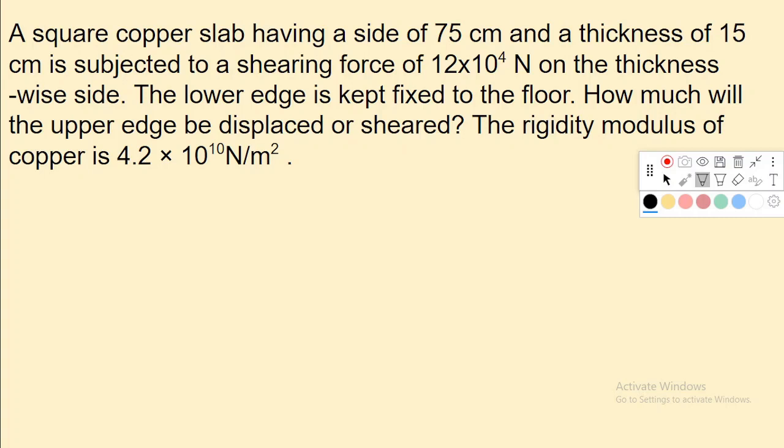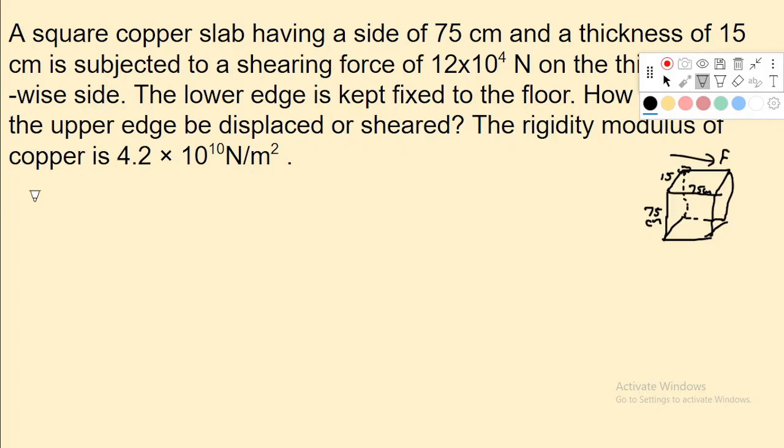Here, a square copper slab is taken, and one side is 75 centimeter, and the thickness of the slab is 15 centimeter. A shearing force is applied on the thickness-wise side. As a result, the top surface, the top edge, is sheared. We are asked to find how much the top edge is displaced.